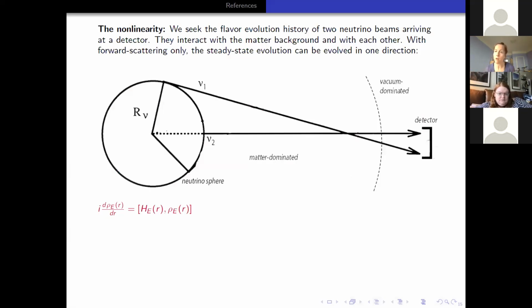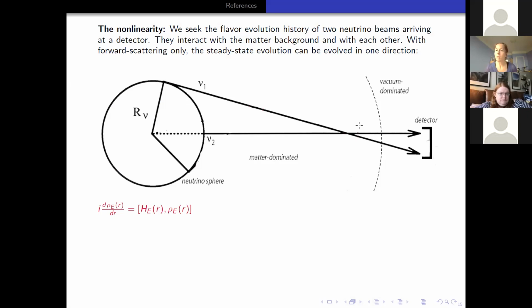Okay, so here's the nonlinearity that I'm talking about. This is a toy model in that we're talking about 2 neutrino beams emanating from this neutrino sphere, which you could think of as the surface of last scatter from this core. It's a toy model in that there are 2 neutrino beams as opposed to, say, more like 10 to the 58 for a realistic event. They stream into our detector on Earth through this matter-dominated region. This is the supernova envelope.